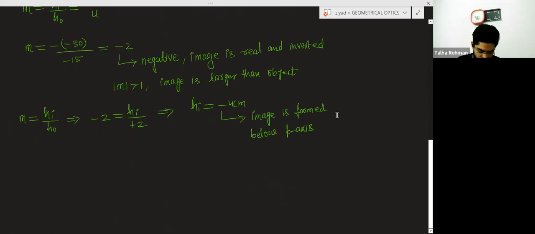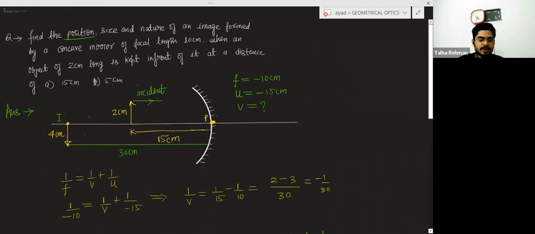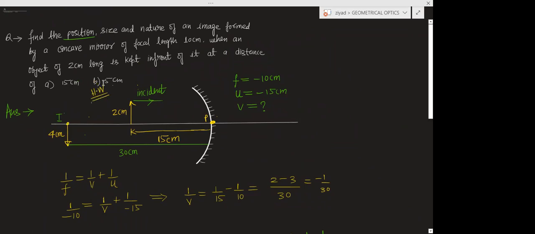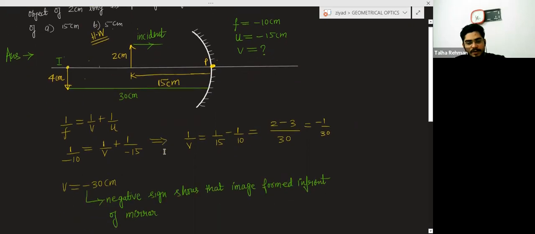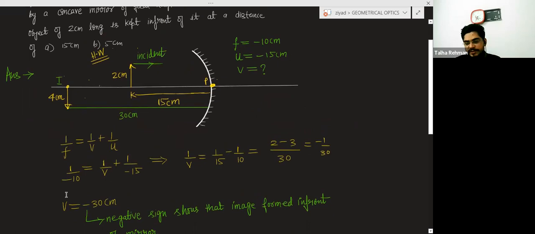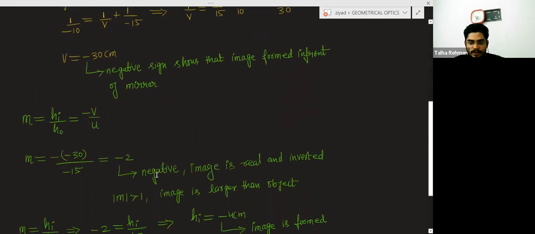So second part, in the second part, you have to place the object at a distance of 5 centimeter. You can see here, and you can try out this question by yourself. Remember what you have to do now. In that case, you will place the object at a distance of 5 centimeter. Accordingly, your image distance will change, and accordingly your magnification will change. Accordingly, check whether the characteristics change or not.